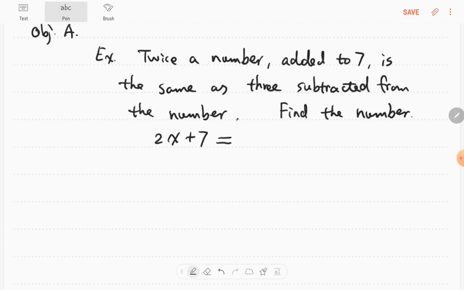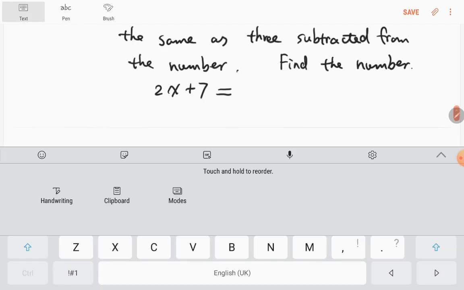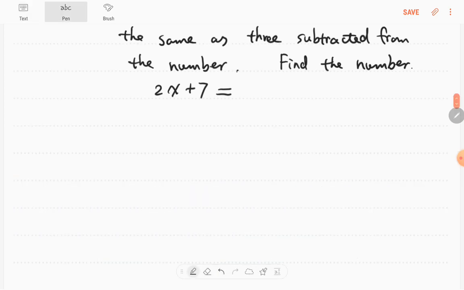After that, we have same as 3 subtracted from the number. So if it's 3 subtracted from the number, so that will be this number x minus 3. So now after that, we finish our equation. Now we move to next step. We should solve this equation.